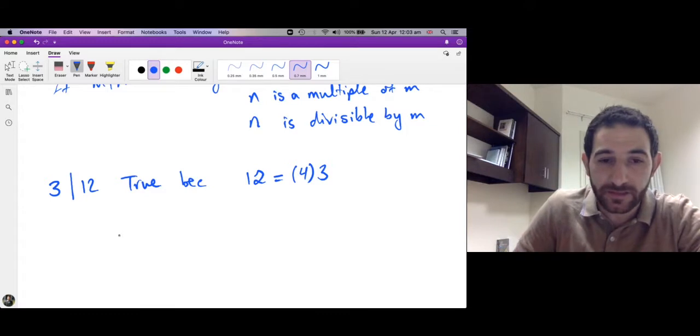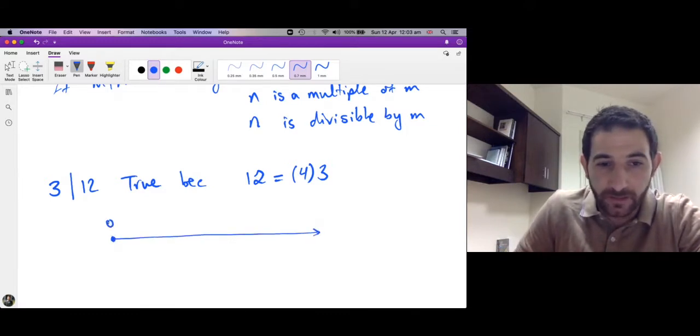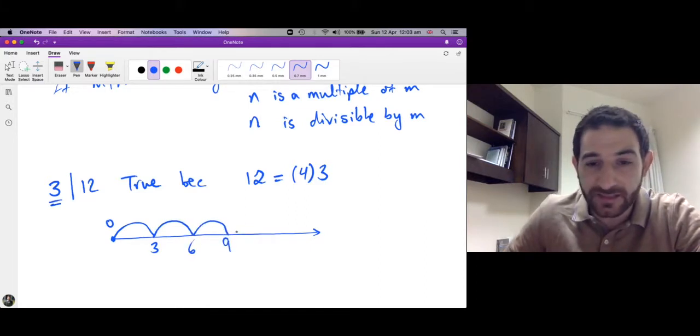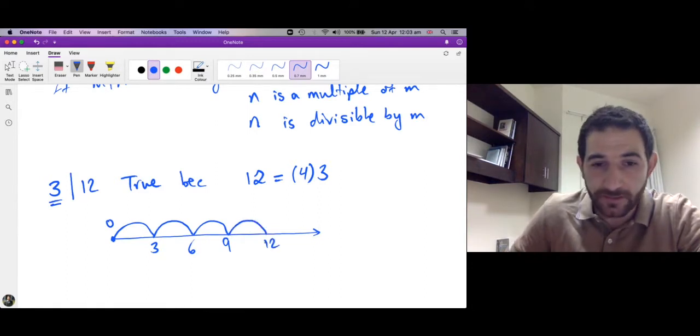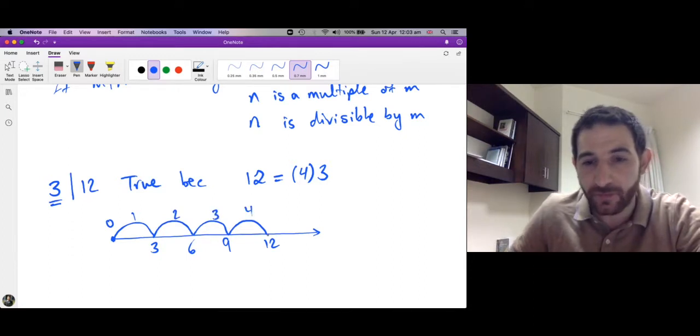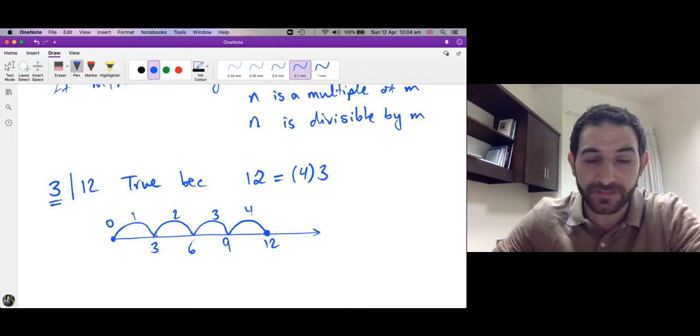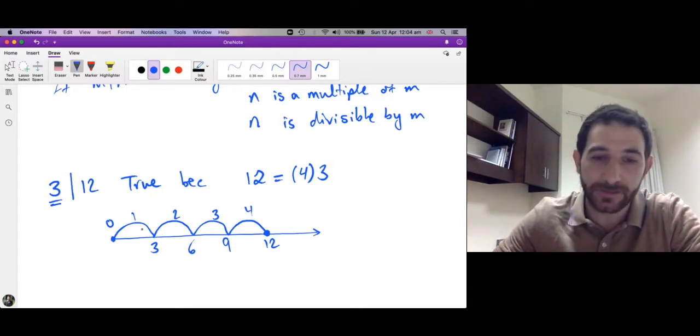And see here in the number line, we can start with 0 and take steps of length 3. The first step of length 3 takes us to 3. Another step of length 3, we get to 6, then to 9, and then the last step, the fourth step of length 3, gets us to 12. This is the first step, the second, the third, and the fourth. So we get to 12 after 4 steps, each of length 3.